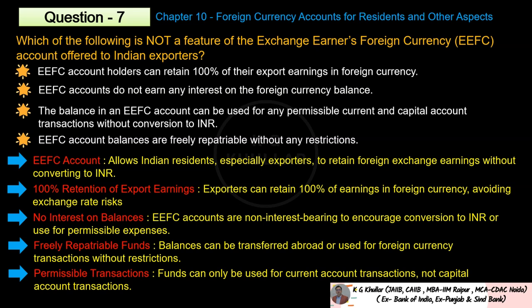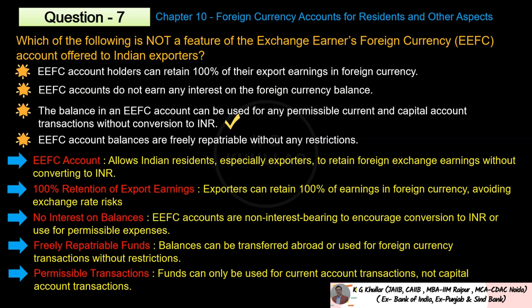Then lastly, as you can see, option C states that the balance in an EEFC account can be used for any permissible current and capital account transactions without converting to INR. Now friends, this statement is incorrect because EEFC account can only be used for current account transactions such as payment for imports, foreign travel and other similar expenditures. EEFC account funds cannot be used for capital account transactions, which include investments in foreign entities, acquisition of foreign assets, or any transactions that affect the capital stock of the economy.